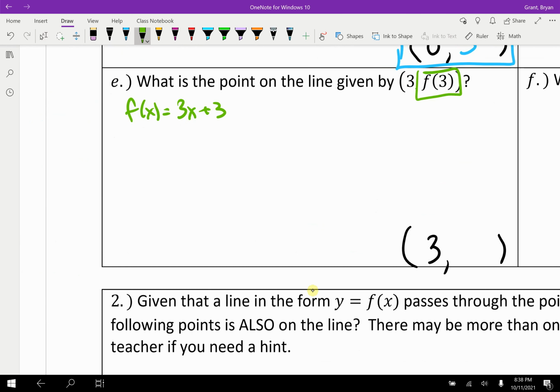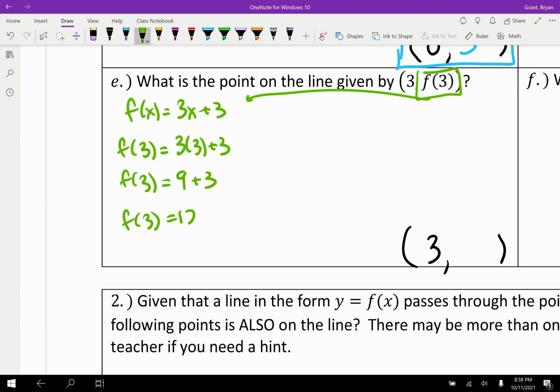If I want to find f of 3, then that means we replace the x with 3. So 3 times 3 is 9. And of course 9 plus 3 is 12. And so we have now found that the point 3 comma f of 3 is really the point 3 comma 12.